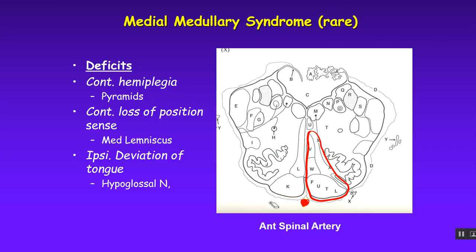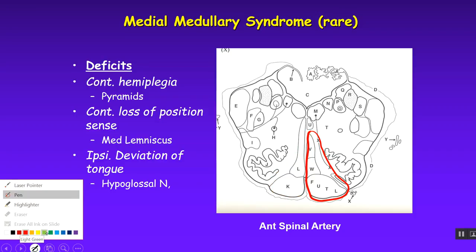Sometimes, if you actually compress this artery, you can have bilateral involvement here. But we're going to talk about a unilateral lesion. So you might have damaged a branch of the anterior spinal artery going to one side, okay? I'm going to change the color to something like green.